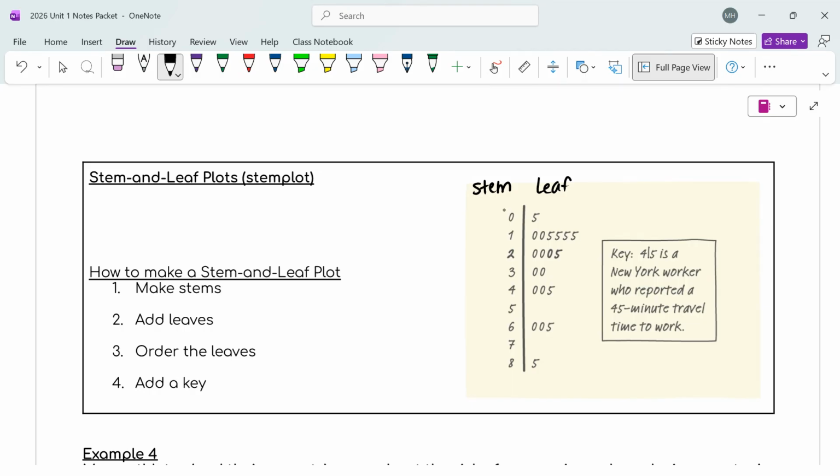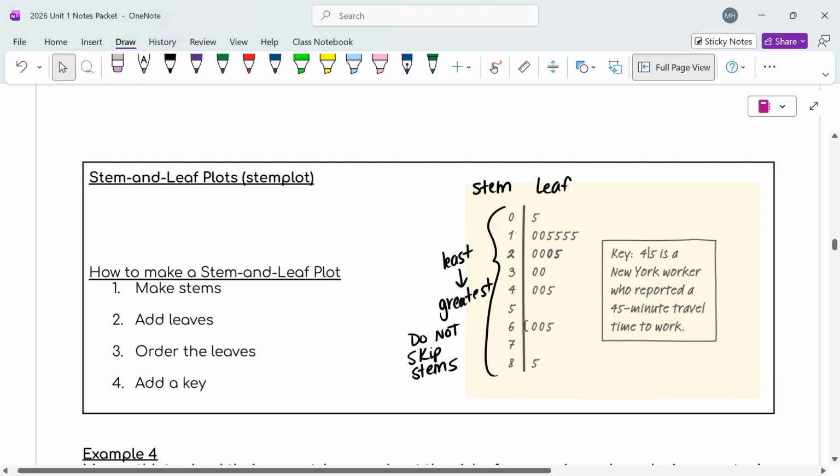It's important that the stem numbers go from least to greatest, and you're not skipping any numbers. So the stem goes 0, 1, 2, 3, 4, 5, 6, 7, 8. We don't skip any stems. Do not skip stems. It's actually really important in our data analysis whenever we see that there are stems that don't have any leaves. We call those gaps. So that'll be important to look for in a little while.